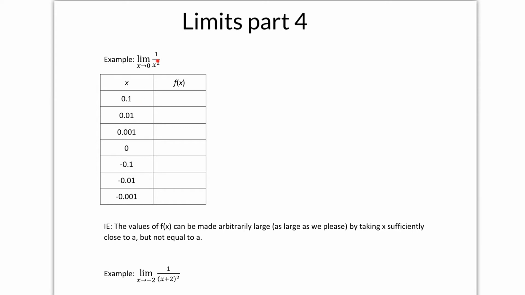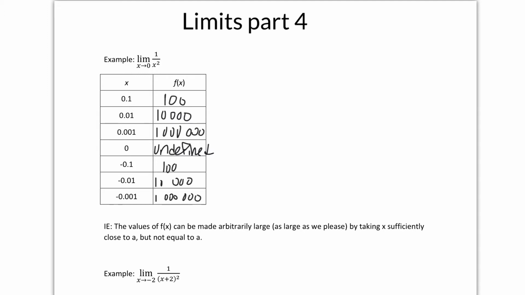So 0.1, if we do 1 divided by 0.1 squared, you can try that on a calculator, you should get 100. If you do 1 over 0.01 squared, you should get 10,000. In the next one, you actually get 1 million. Now if you plug in 0, of course, you get undefined. If you plug in negative 0.1, well, the negative squares away and you get 100 again. And the other numbers are the same, 10,000 and a million.